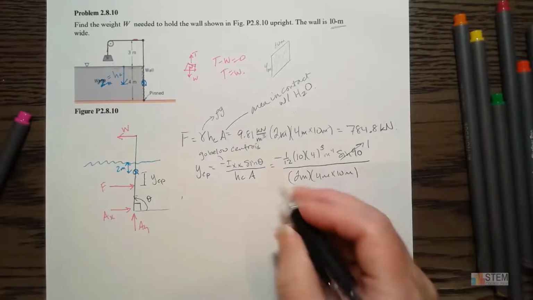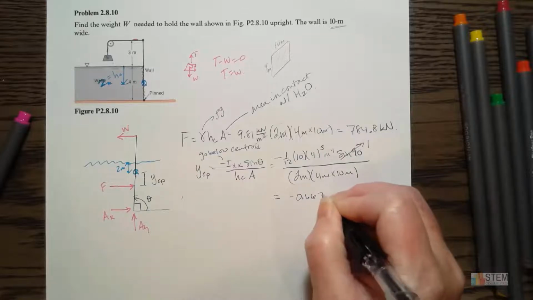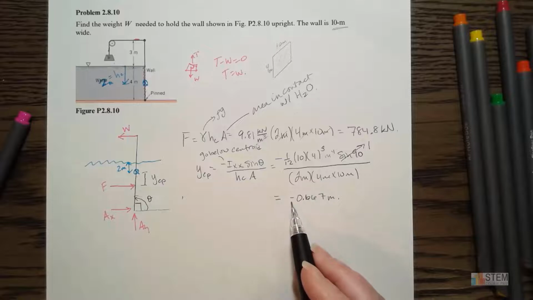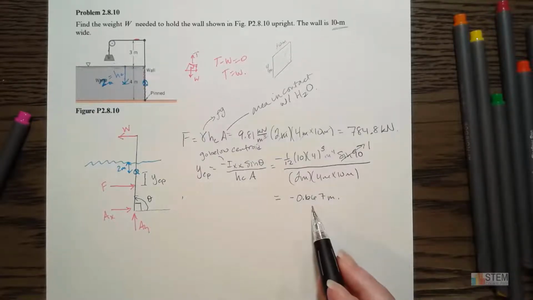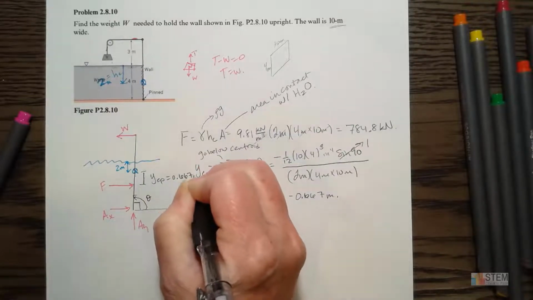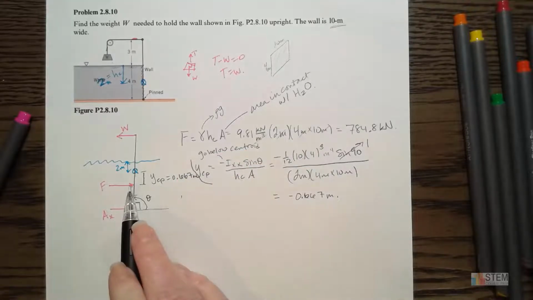Okay, calculate all of this. And we get negative 0.667. And that's meters. So the negative, again, like I said, it just means you go below the centroid location. So we're going to go 0.667 meters below that centroid. And that's where this force is going to act.